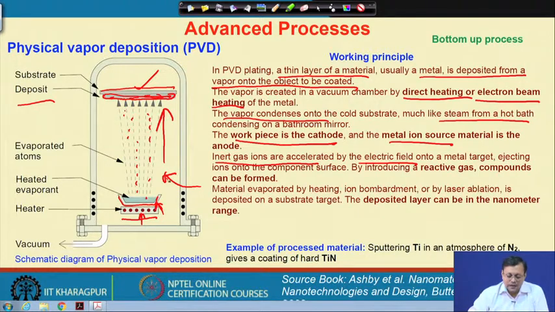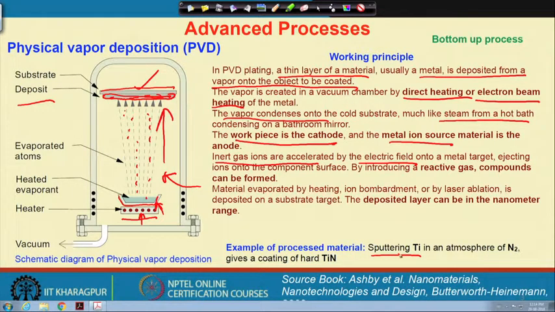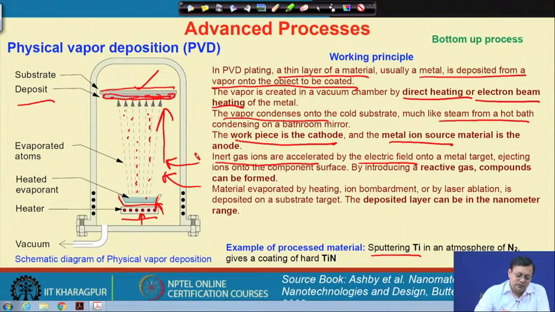So I can give you one example of such a very interesting vapor deposition technique. We can simply take a sputtering of titanium. So titanium will be vaporized, and then we incorporate nitrogen into it. Okay, and so this nitrogen and titanium go together and make a titanium nitride coating on a substrate. And this is a very interesting phenomenon actually.